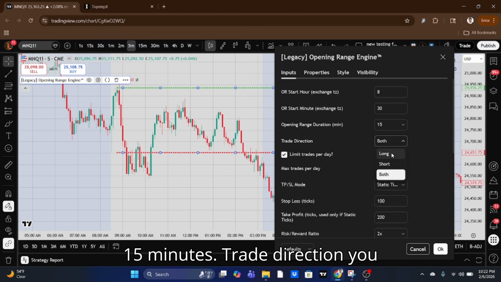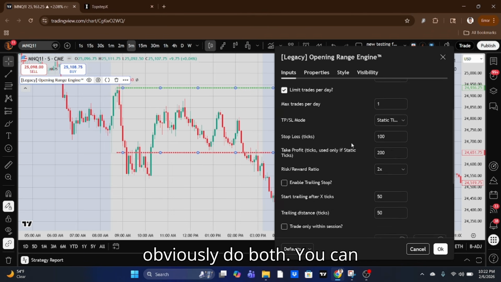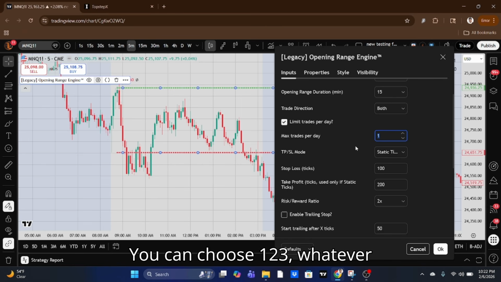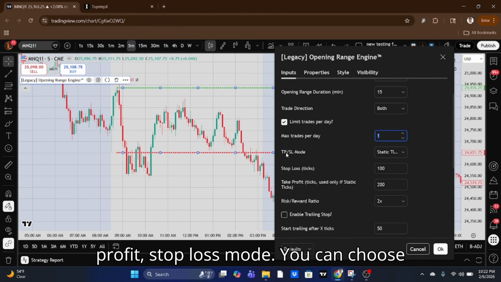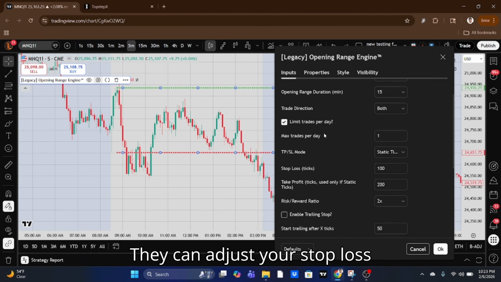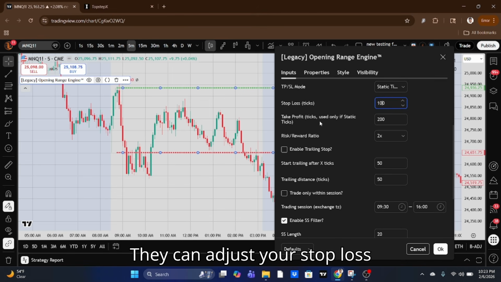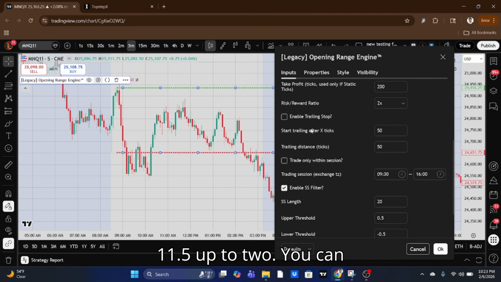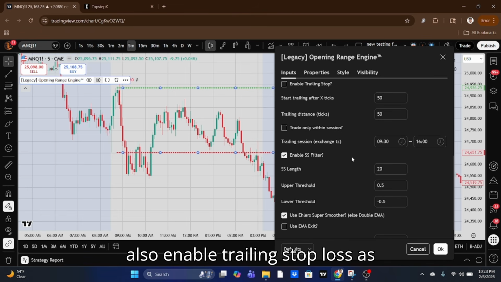Trade direction, you can do long, short. I obviously do both. You can limit trades per day. You can choose 1, 2, 3, whatever you want. Static take profit, stop loss mode: you can choose static ticks or risk to reward ratio, and you can adjust your stop loss in ticks and your take profit in ticks. Risk to reward, you can do 1, 1.5, up to 2. You can also enable trailing stop loss there as well.